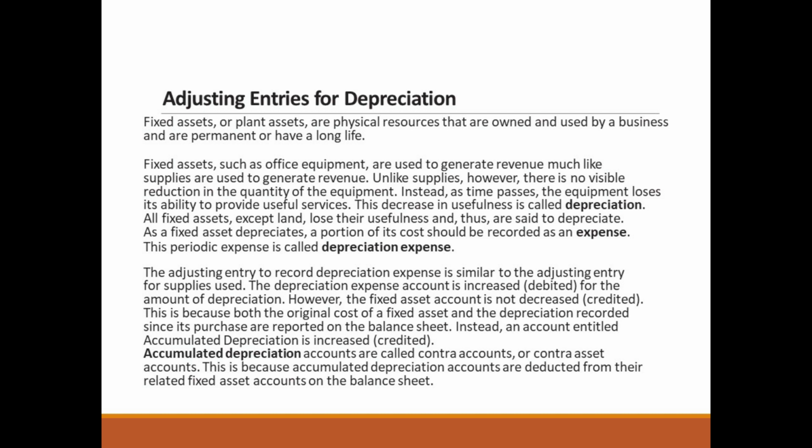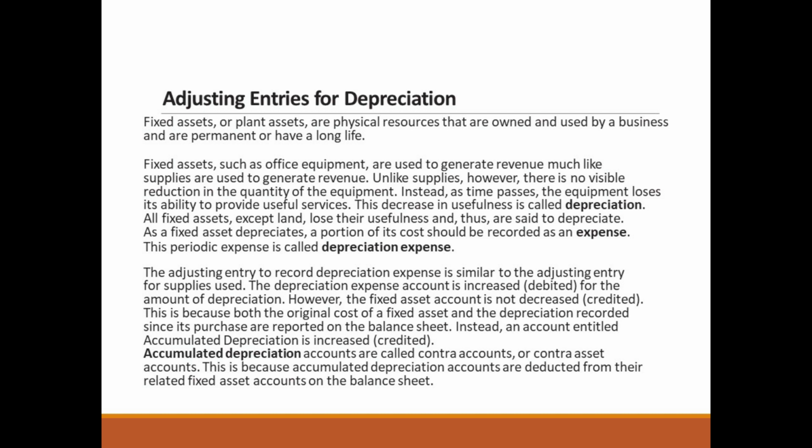The adjusting entry to record depreciation expense is similar to the adjusting entries for supplies used. The depreciation expense account is increased or debited for the amount of depreciation. However, the fixed asset account is not decreased or credited. This is because both the original cost of a fixed asset and the depreciation recorded since its purchase are reported on the balance sheet. Instead, an account entitled Accumulated Depreciation is increased or credited.